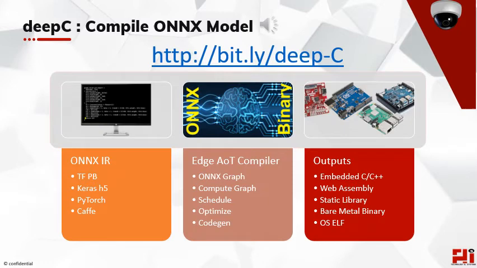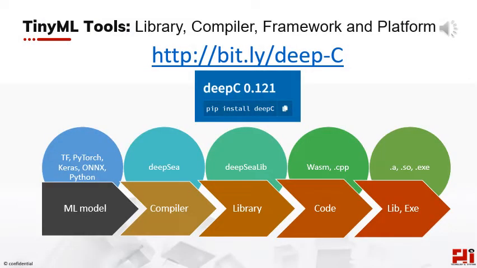Now, one can compile ONNX models with deepC. deepC is an open source, vendor independent deep learning library, compiler, and an inference framework designed for small form factor devices, including microcontrollers, IoT, and edge devices. It is available on GitHub with URL bit.ly/deep-c.